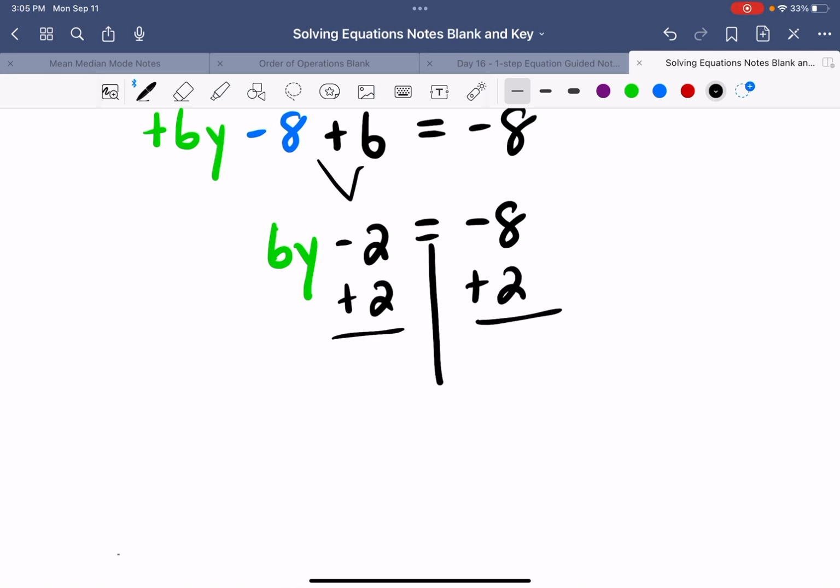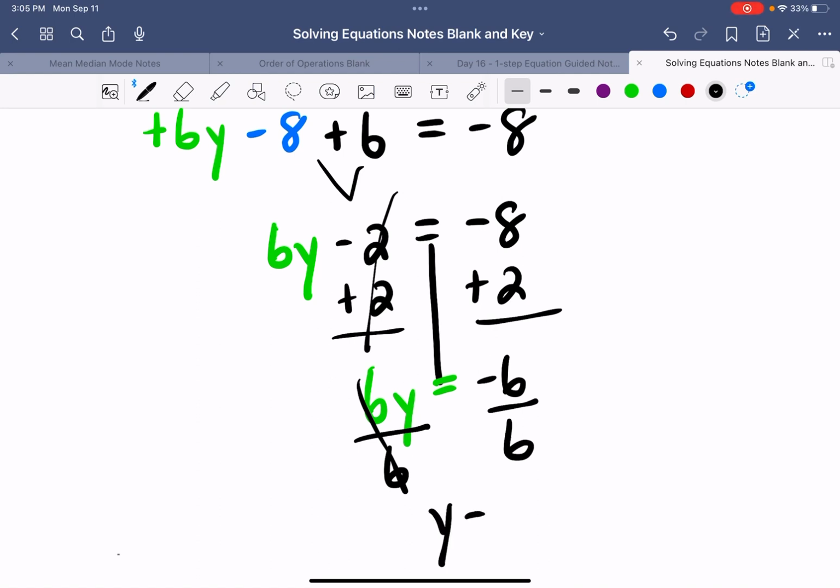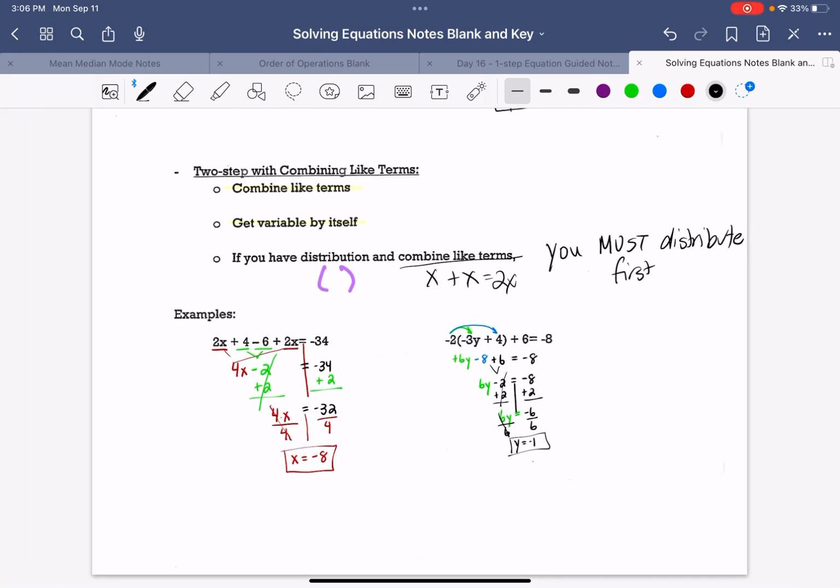Remember, you do your add, subtract first, and I'm left with 6y is equal to, what's negative 8 plus 2? Negative 6. I need to get y by itself, so I'm going to divide by 6 on both sides. And now I'm left with a beautiful y is equal to negative 1. All right, that is two-step with combining like terms.